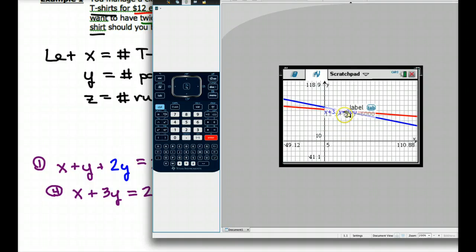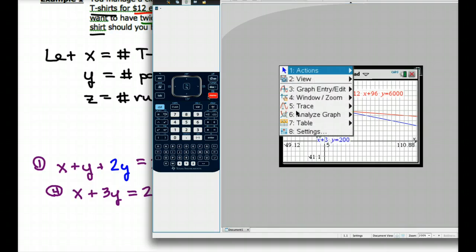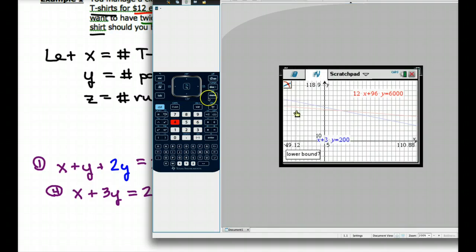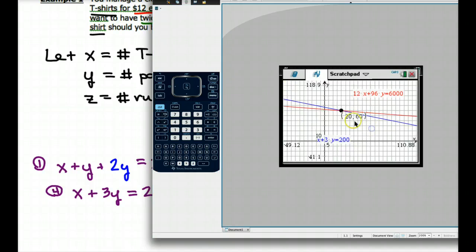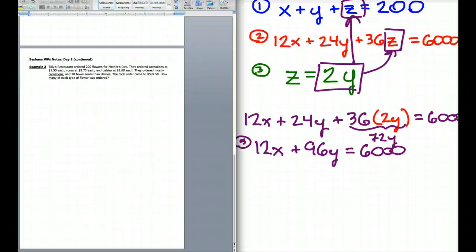Okay, if you need to, feel free to move the actual equations here so you can see the intersection point. So there's my intersection point. So if I go to menu 6.4, I can draw my window and I get an intersection at 20, 60. Okay, so that tells me that x is going to be equal to 20, y is going to be equal to 60.